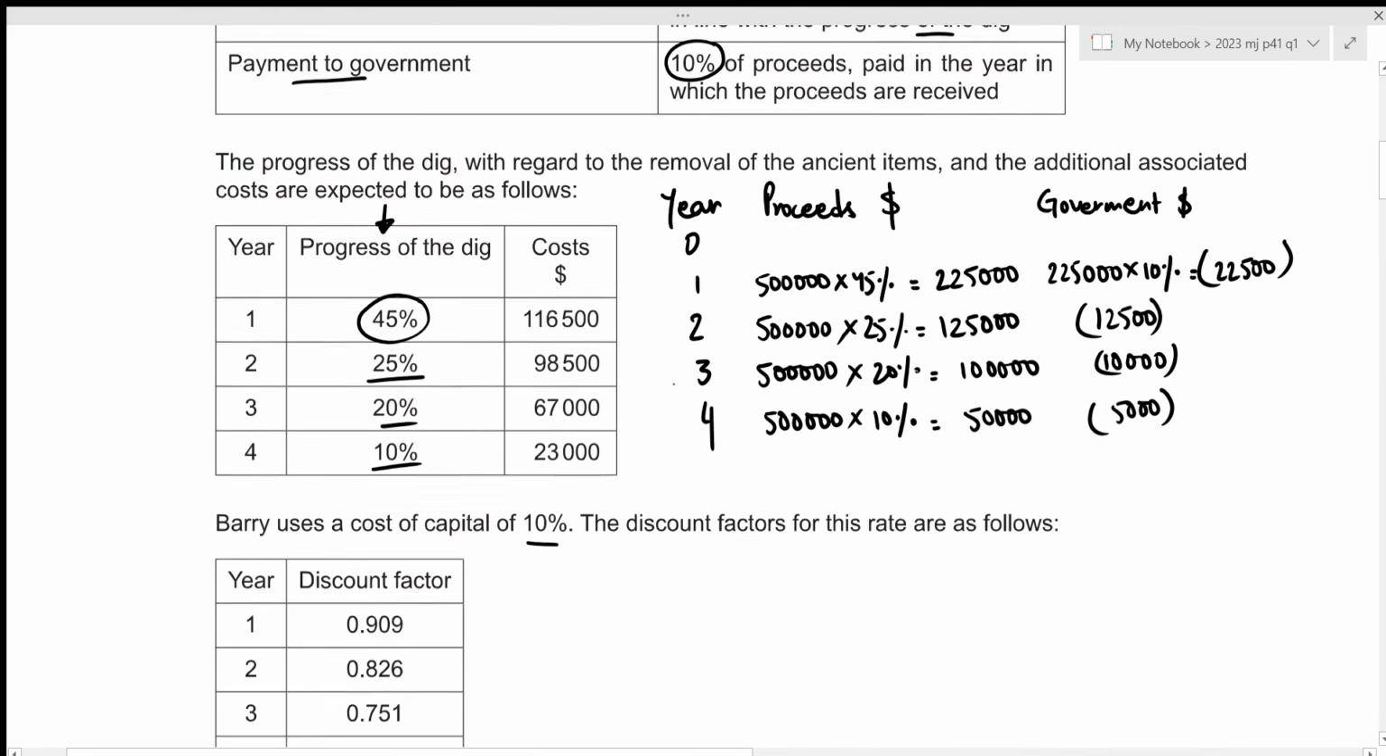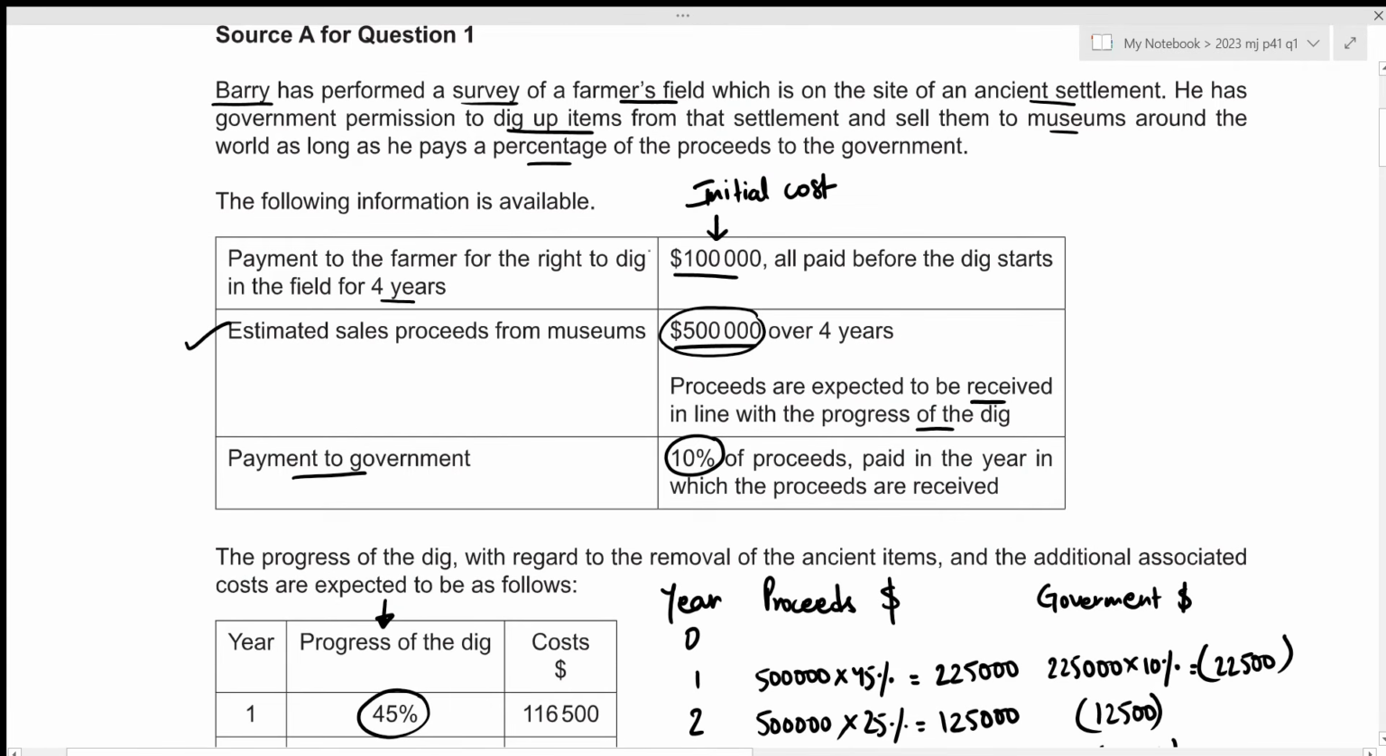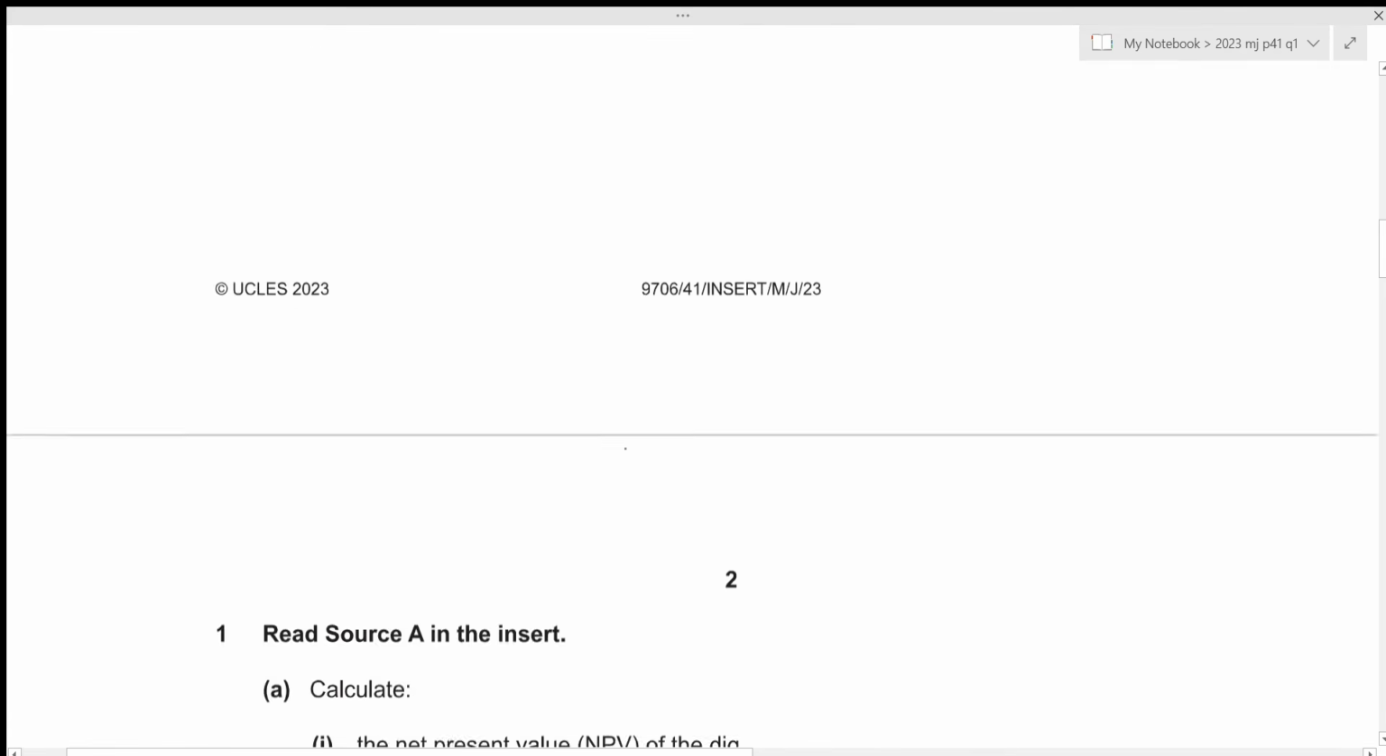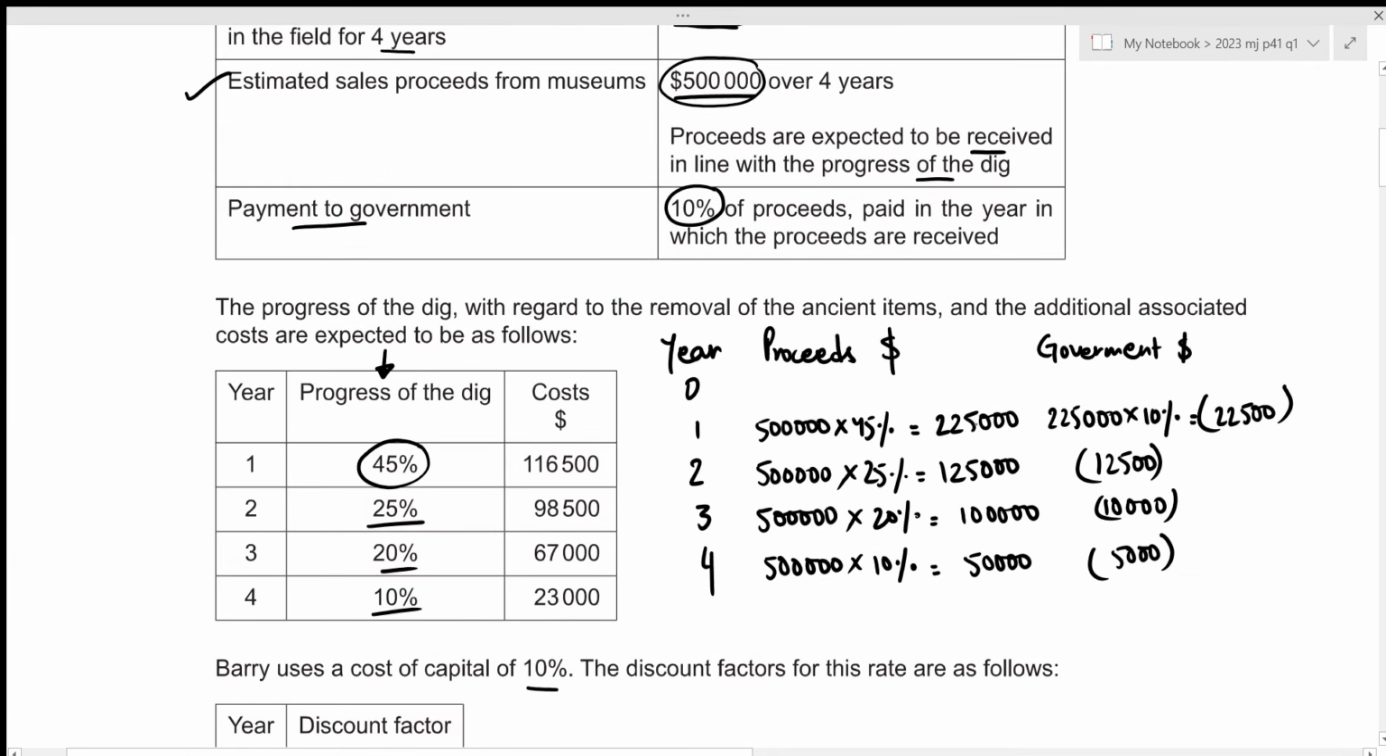Okay, for year 0, it is just going to be our initial cost, which is given to be 100,000. And this is a negative cash flow since we're paying out this amount. Now for year 1, we need to figure out the total. So remember that proceeds are inflows, so that's our positive income. That's 225,000. Then we need to pay 22,500 out of this, right? And then we again have a cost of 116,500 for year 1. So the net cash flow for year 1 is just going to be 225,000 minus 22,500 minus 116,500, which results in 86,000.